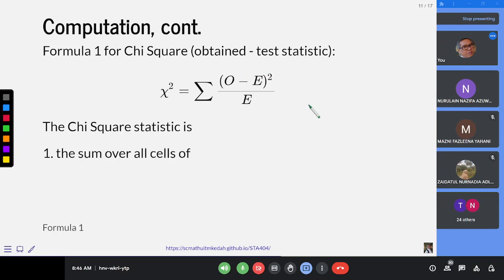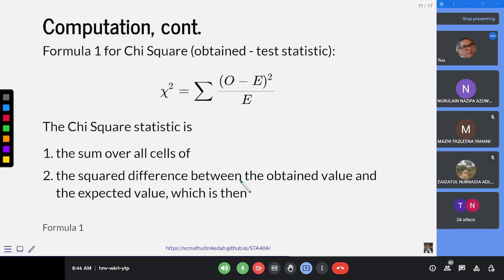The formula tells you that in order to calculate the chi-square test statistic, you sum over all cells the squared difference between the observed frequency and the expected frequency. That means you take the difference between O and E first and then square it. Next, you divide by the expected frequency for each cell. Only then do you sum, because it says sum over all cells.